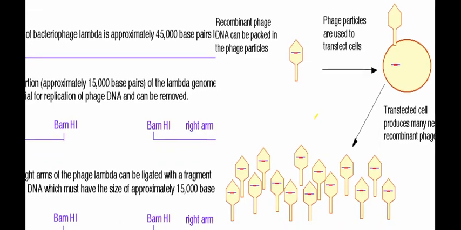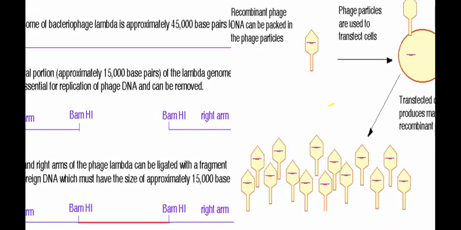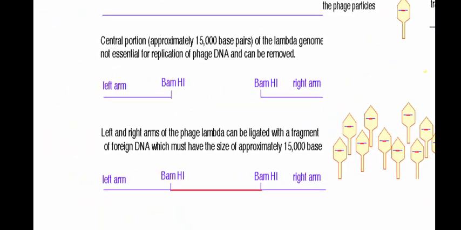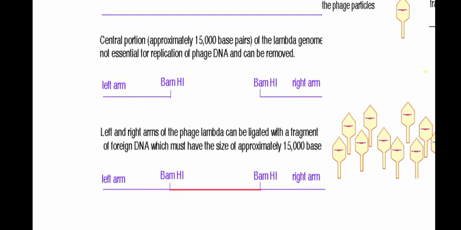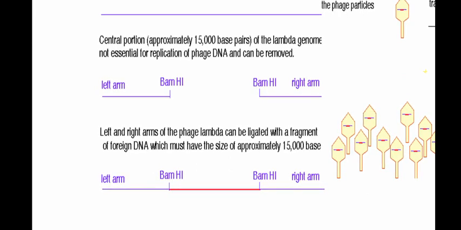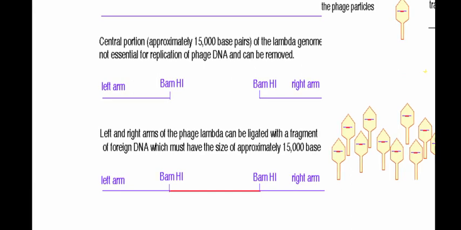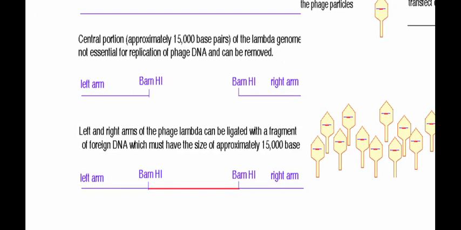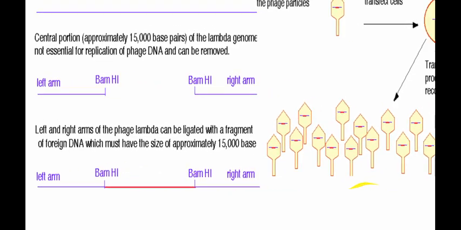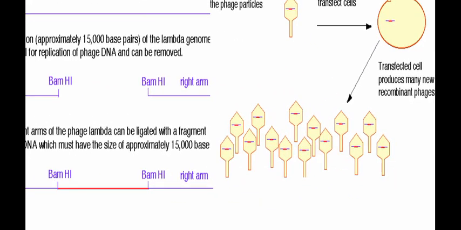Phage particles are used to transfect cells. The central portion, approximately 15,000 base pairs of the lambda genome, is not essential for replication of phage DNA and can be removed. The left and right arms of the phage lambda can be ligated with fragments of foreign DNA, which must have a size of approximately 15,000 base pairs.